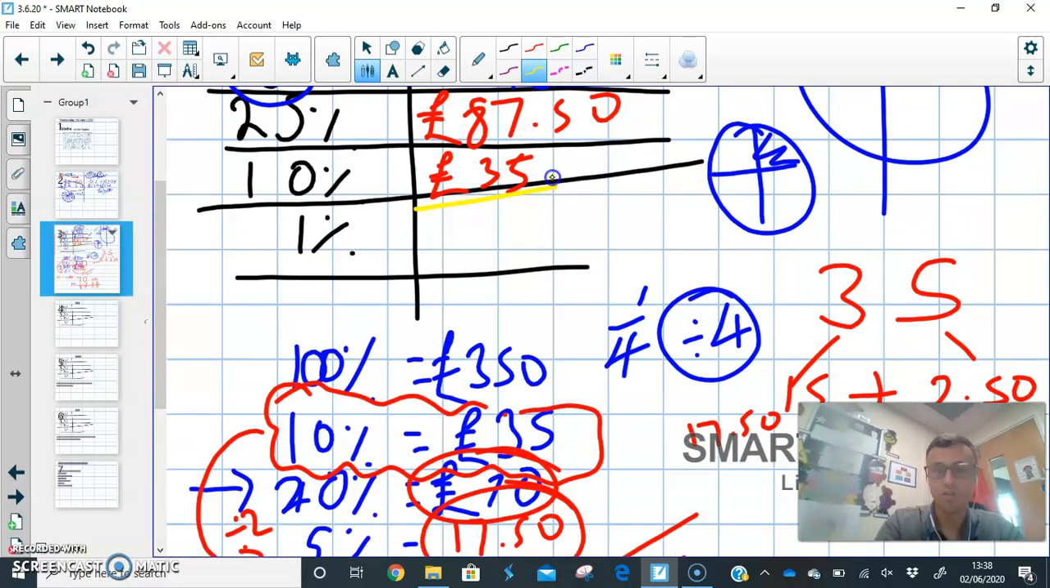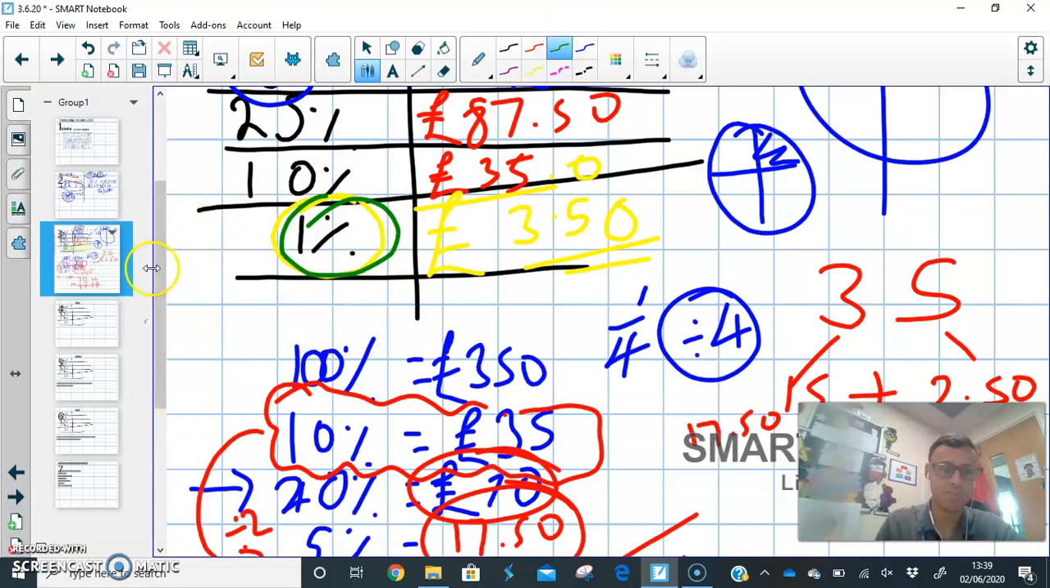So 35.0, everything moves 1 place to the right. So my 0 is next to the decimal point. My 5 jumps 1 place to the right, so it goes there. My 3 goes 1 place to the right under the 5, so I get £3.50. So that is 1%. And how would I find 2%? Well, if I know 1%, 2% would be double that, so it becomes £7.